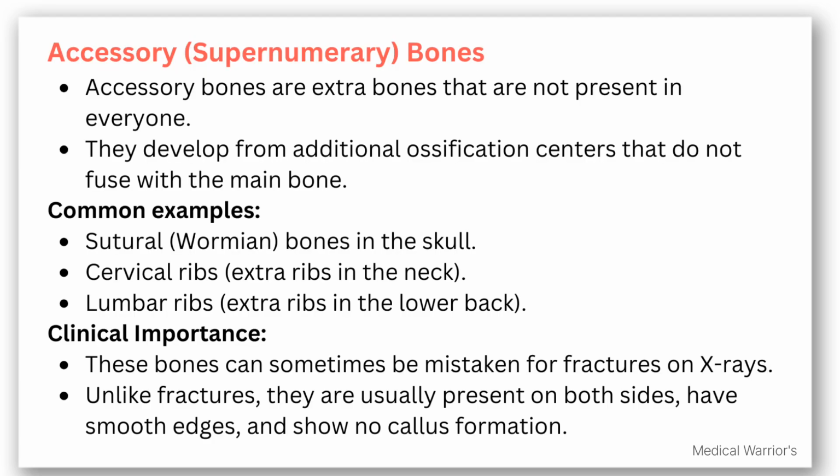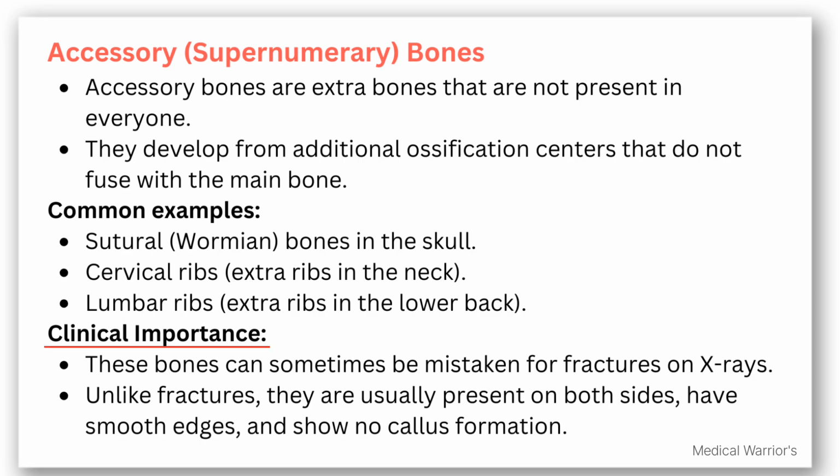Accessory bones. Accessory bones are extra bones that are not present in everyone. They develop from additional ossification centers that do not fuse with the main bone. Common examples: sutural bones in the skull, cervical ribs, lumbar ribs.